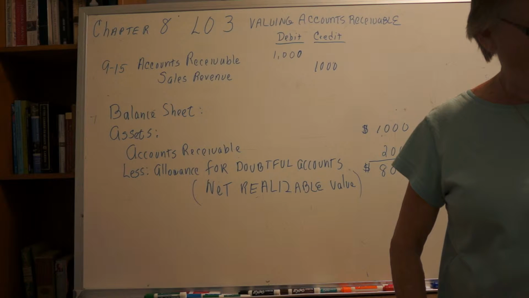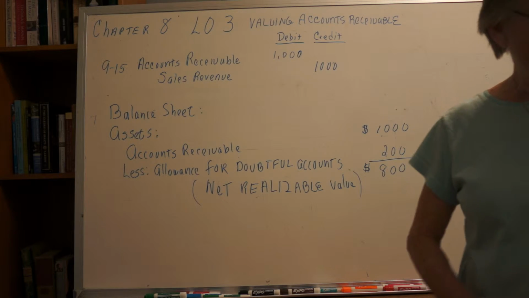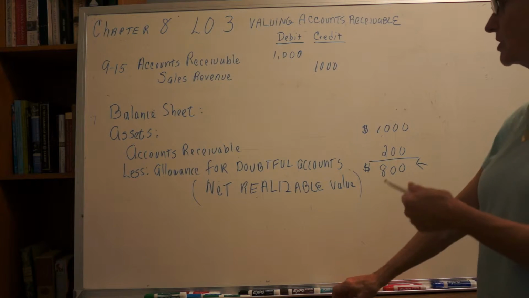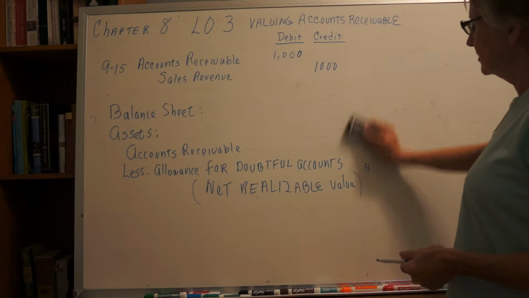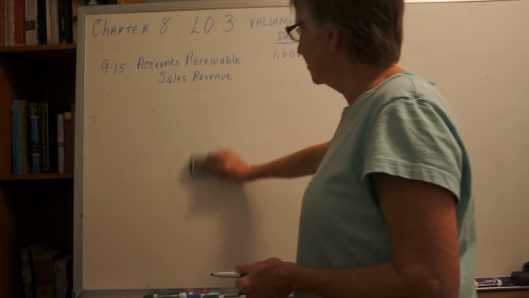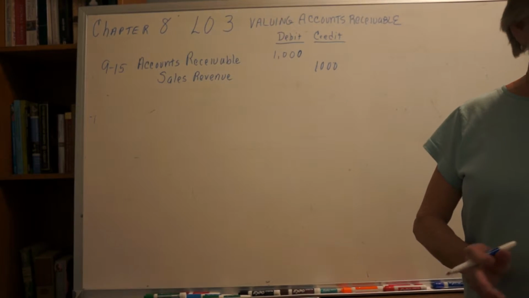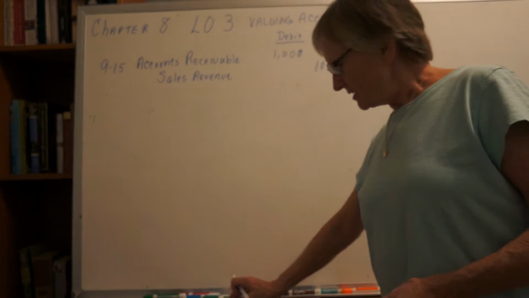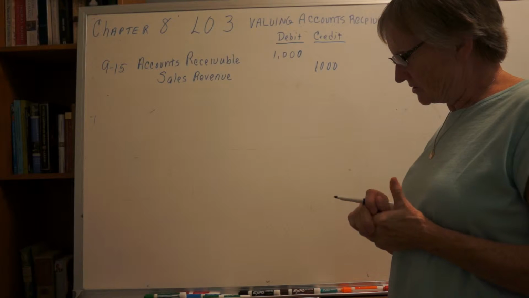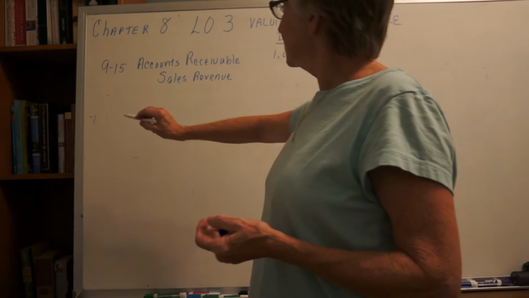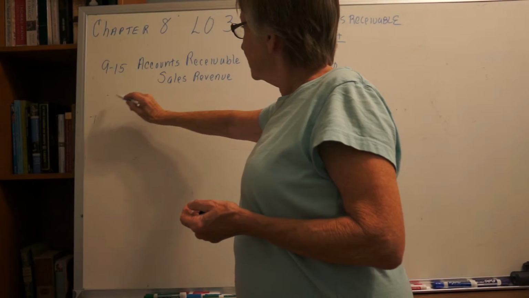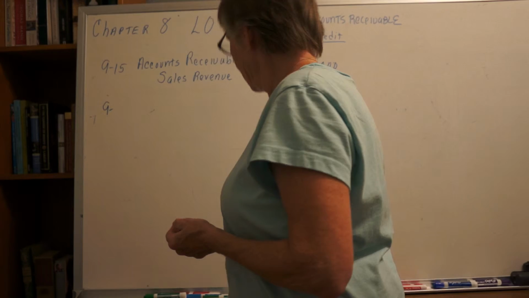Okay, so let's see how this allowance method works. How do we accomplish all this? And so I'm going to go to the journal entries we would use. Now that we've seen where we're going, this is how we get there. So the first thing we're going to do is we've got the journal entry to recognize the sales, and at the end of the period we would make a journal entry.